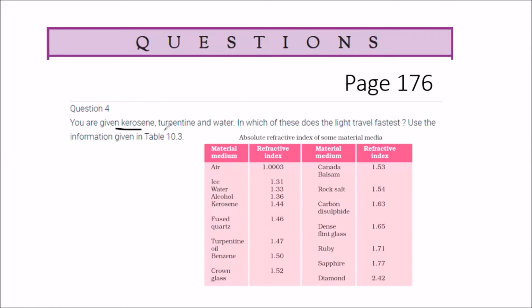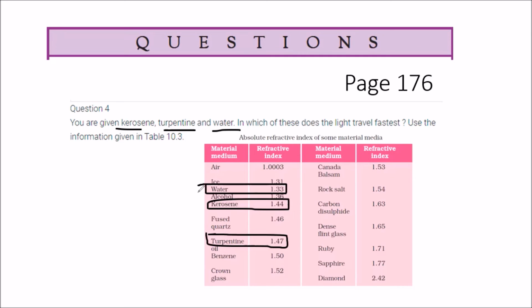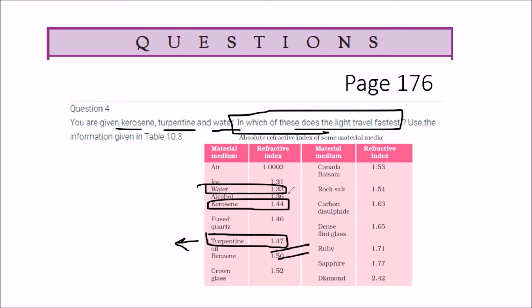Another question, question 4, is also based on the table, and there are three different materials given: kerosene, turpentine, and water. Let's highlight them. Kerosene, next is turpentine, and after that we have water, which is here. If you observe, the numbers are 1.33, 1.44, 1.47. The question says, in which of these does the light travel fastest? For this, we need to understand which has the higher refractive index, which means turpentine has maximum density. It means light will travel slowest here and it will travel fastest in water.